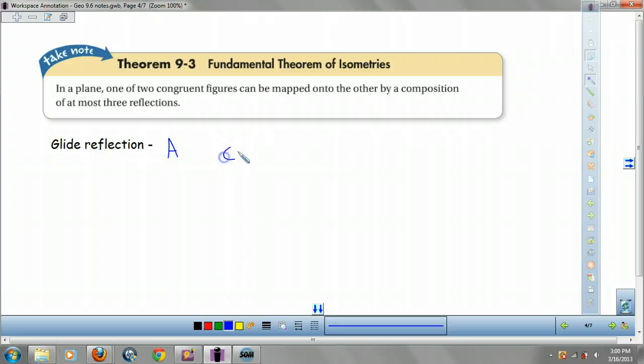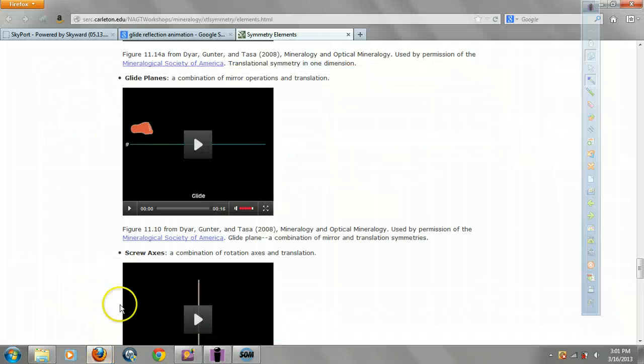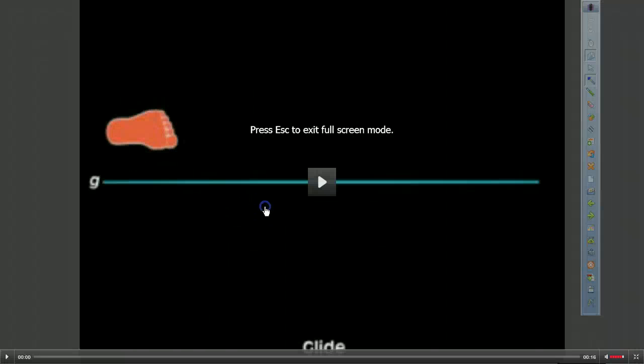It's a composition of a translation and a reflection. I have an animation I'm going to show you guys about this one actually. Right here. Let's take a look at this.